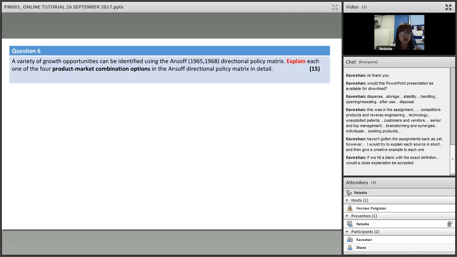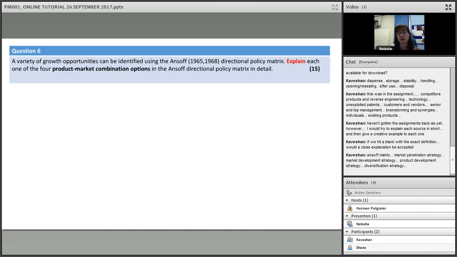Okay, let's get back to question 6. All right, Kavishan. A variety of growth opportunities can be identified using Ansoff's directional matrix. And you need to explain, go back to Bloom's taxonomy. You want to know exactly what needs to be given. Is it understanding? Is it application? What is it? Explain each one of the 4 product market combination options in this policy matrix in detail for 50. What are you going to do?